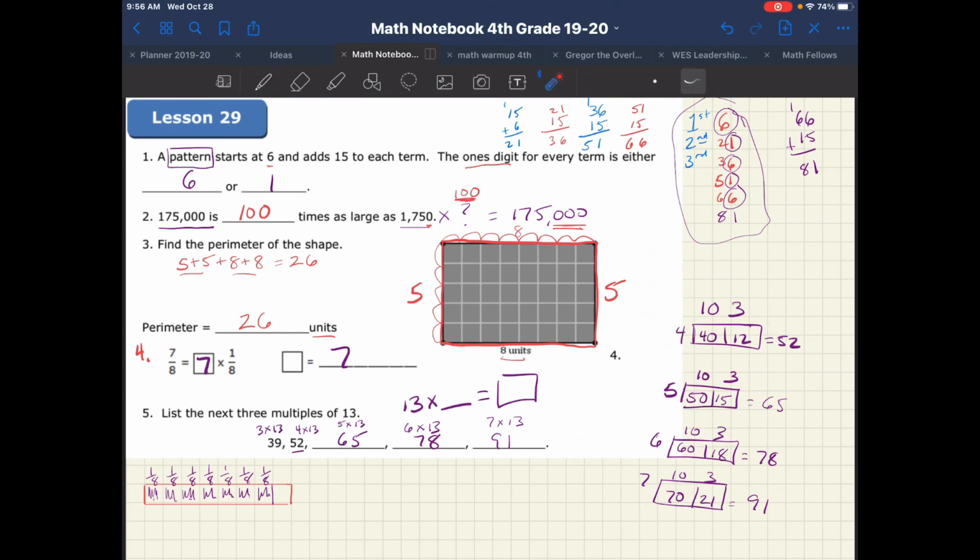Remember, you should have shown how you found those multiples of 13. You should have drawn a picture of the fraction to show that 7 of those 1/8 make 7/8. You should have counted up the perimeter. You should have shown that 100 times 1,750 equals 175,000. And you should have actually worked out the pattern to figure out what these digits were.